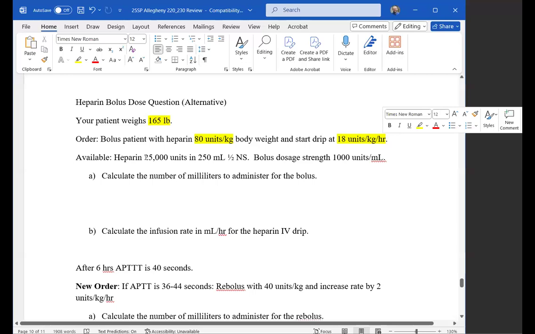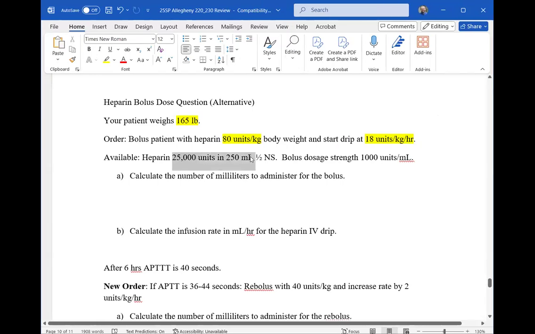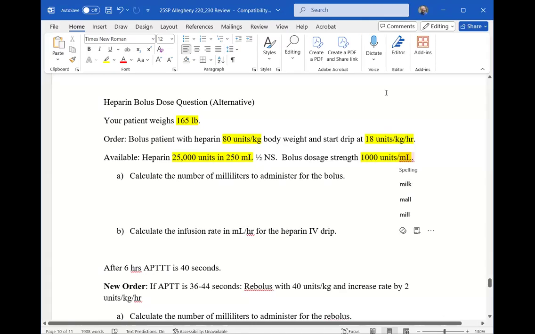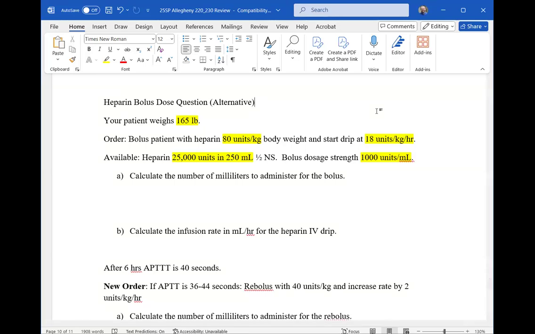We have our same available, 25,250 ml. And then our bolus is 1,000 per ml. So all that stuff's the same. I just got rid of all the extra information that we really don't need in order to answer this question. Okay. And then I don't want to take full credit.